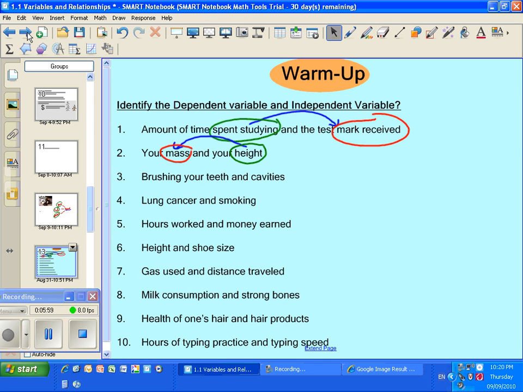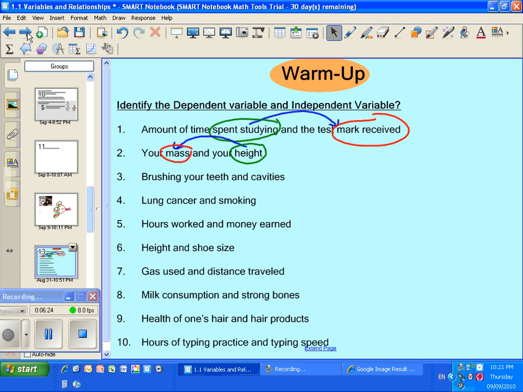Brushing your teeth and cavities. I think you can pick out which one is the independent variable, because it's pretty well proven that if you brush your teeth, you'll have less cavities. Some of the other ones that we have listed here have a lot of close relations, and some don't. Number 4, lung cancer and smoking. Number 5, hours worked and money earned. I guess we'd have to assume that we were all making the same wage.